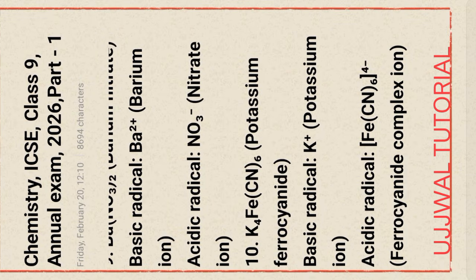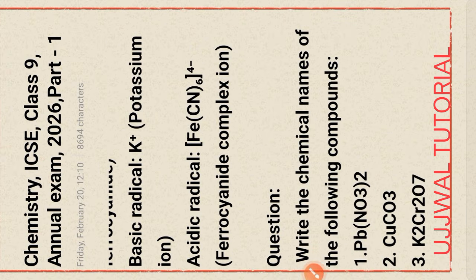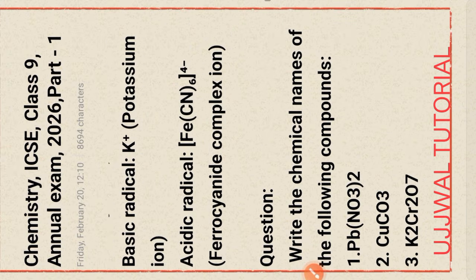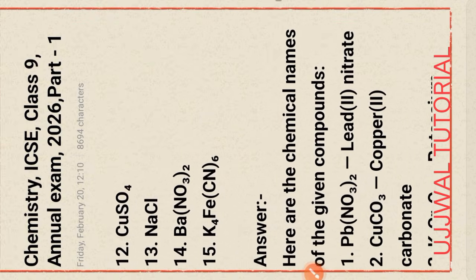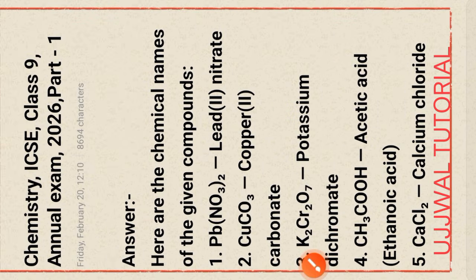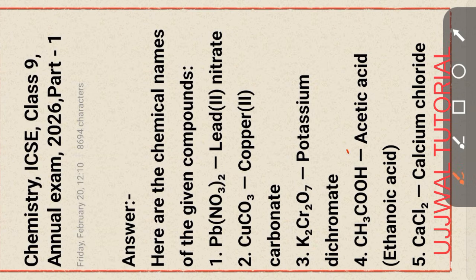Okay, next question: write the chemical name of the following compounds. Pb(NO3)2, lead nitrate. CuCO3, copper carbonate. K2Cr2O7, potassium dichromate. CH3COOH, acetic acid, or IUPAC name, ethanoic acid.